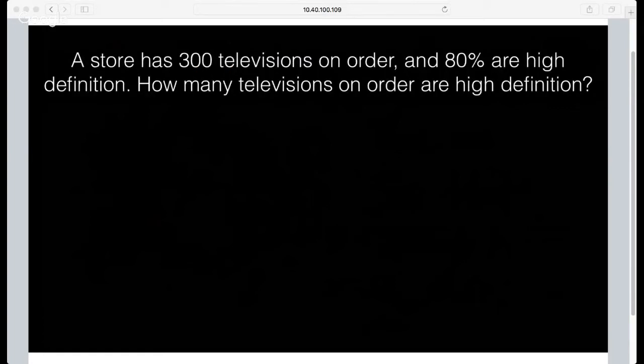A store has 300 televisions on order, right? To me, it's already sounding like this is probably the whole, but we'll keep reading. A store has 300 televisions on order. 80% are high definition. Okay, out of this whole number of televisions, out of the 300, part of them are high definition.